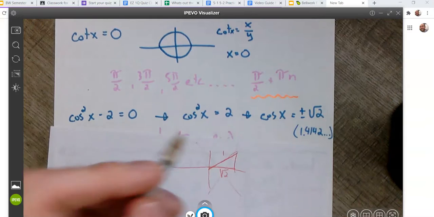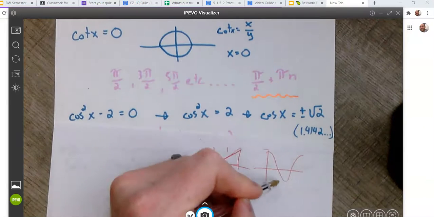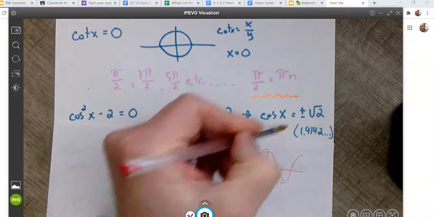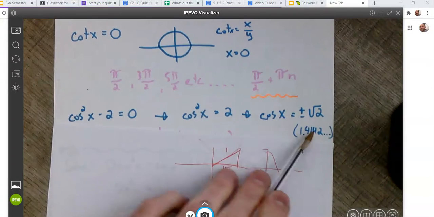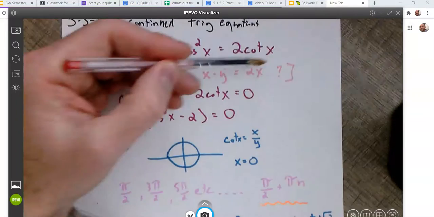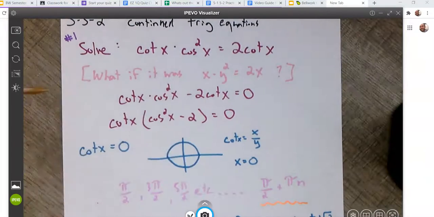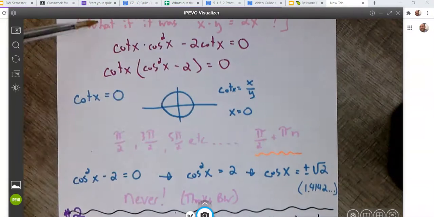Cosine of x. Think about cosine, like the graph of cosine. The graph of cosine just bounces back and forth between 1 and negative 1. It's never 1.412. Never happens. Impossible. No solution. Thank you, bell work. So the only answer to the original equation is pi over 2 plus pi n. That's our general solution that will solve this equation.